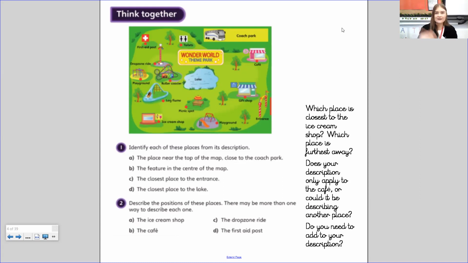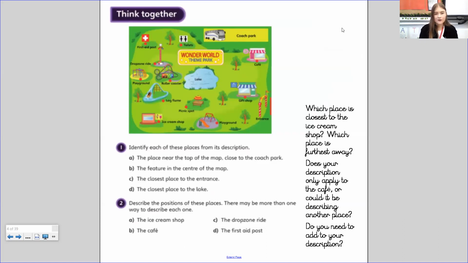Like I said, clever placement, Wonderworld. You know to put the gift shop near the entrance and exit so that people have to buy things on the way in and on the way out. Clever. So the fourth one for question 1, where's the closest place to the lake? Remember, it's not about the writing, it's about the dots. Get your answer first. I think it's the roller coaster.